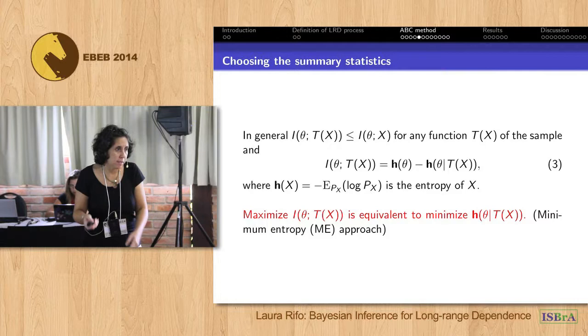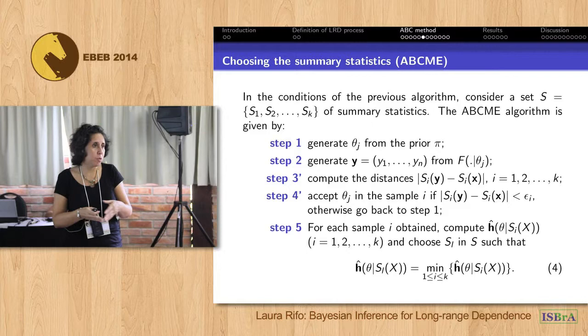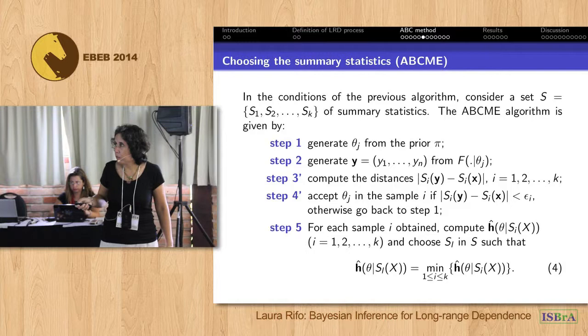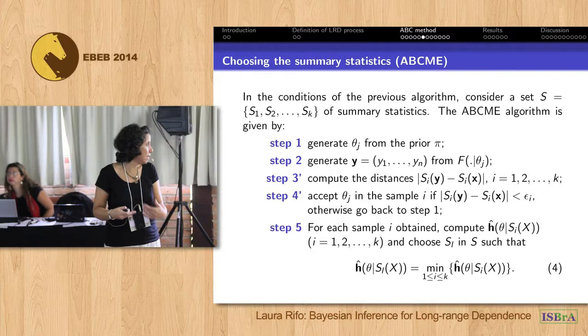So we can extend the ABC to the ABC minimal entropy by choosing now the best statistic among a collection of statistics. So suppose we have K summary statistics, we apply the ABC algorithm for each of those statistics, and then we select the sample in the parameter space that has the minimal entropy possible. Okay, that is how we apply this method in our work.